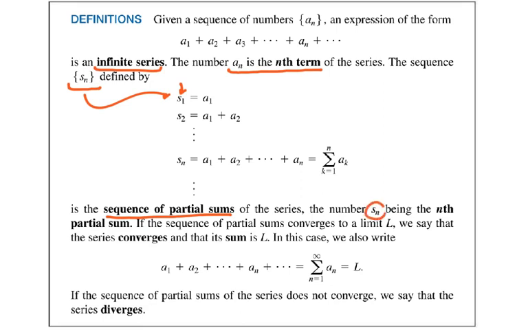So S sub n right here is the nth partial sum. If the sequence of all of those partial sums converges to a limit, then we can say the series converges and its sum is that limit. So in this case, adding up all of those terms would represent the sum of all of the terms from 1 to infinity. And if it doesn't converge, obviously we say that it is divergent.